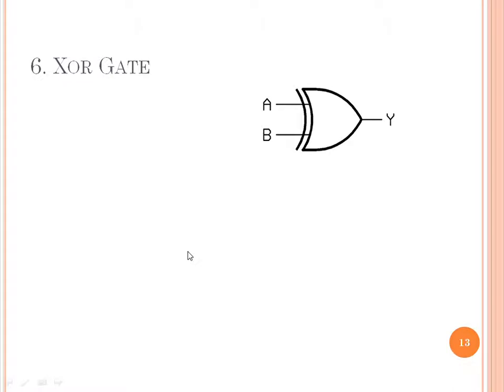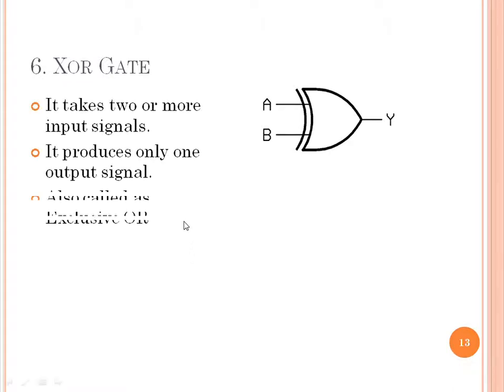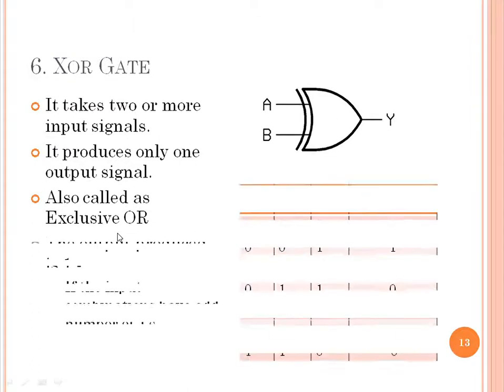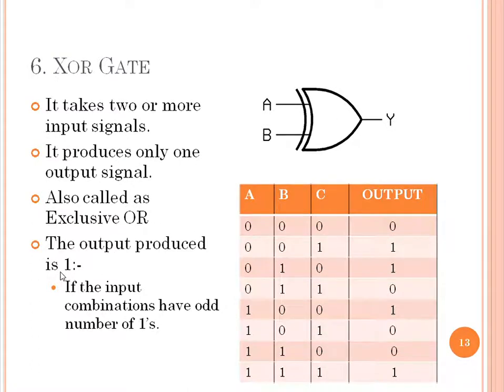Next we are having XOR gate. It is also known as exclusive OR gate. It will also take two or more input signals and produce one output signal. The output produced over here would be 1 if it has got the input combination as an odd number of ones. We can see this very clearly with the help of the truth table. Wherever we are having an odd number of ones, the output results in 1. Wherever we are having an even number of ones, the output turns up as 0.